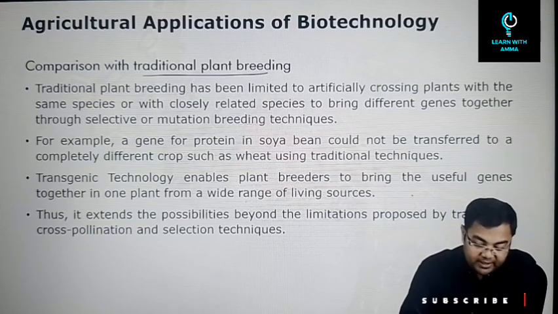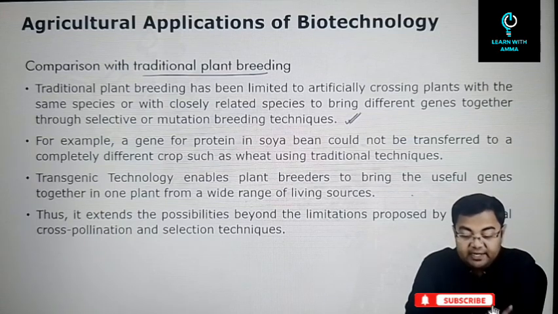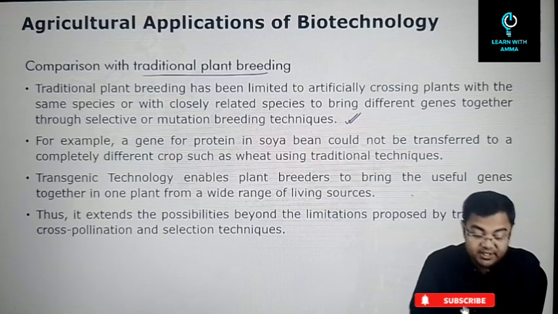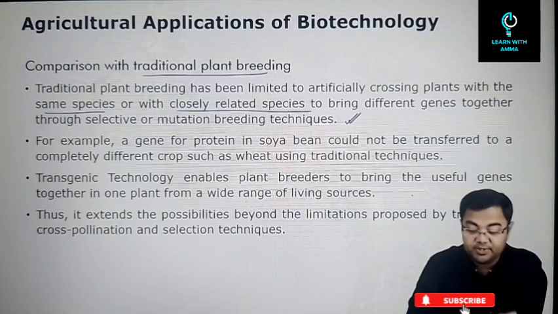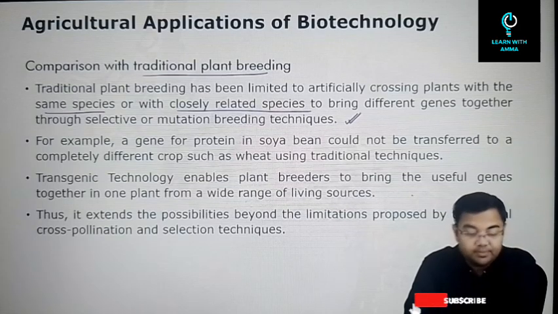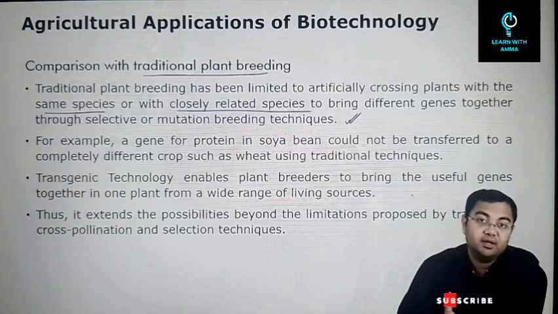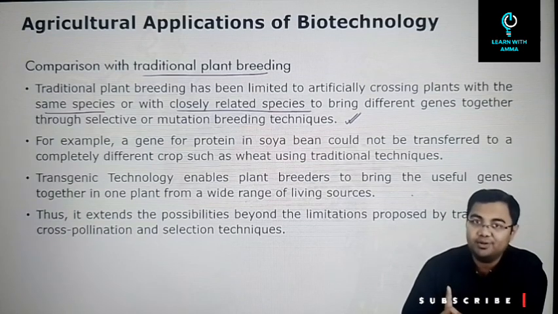So if you look at the lines given here, traditional plant breeding has been limited to artificially crossing plants of the same species or closely related species to bring different genes together through selective or mutation breeding techniques. For example, a gene for protein in soya bean could not be transferred to a completely different crop such as wheat using traditional techniques. But in case of golden rice, we have been able to do that.